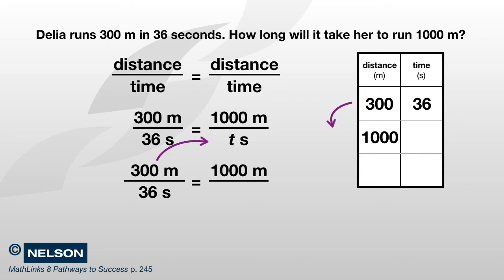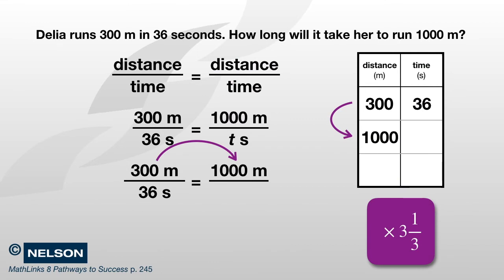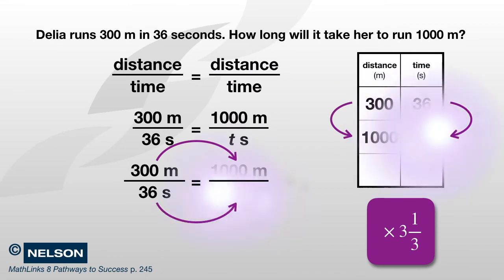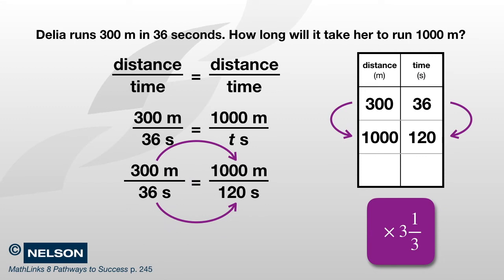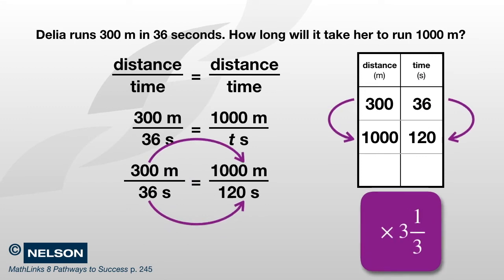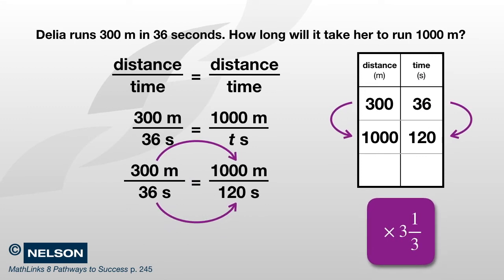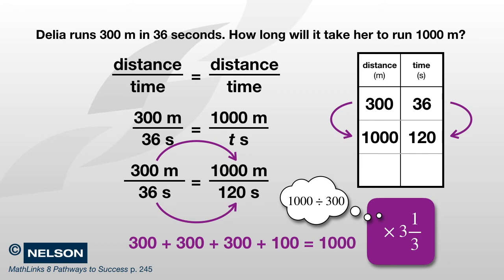1,000 meters is 3 1/3 times longer than 300 meters. Multiplying 36 seconds by this same scale factor gives 120 seconds. To find the scale factor, we can divide 1,000 meters by 300 meters. This scale factor makes sense because 3 300s make 900, and a third of 300 is 100, and 900 and 100 make 1,000.